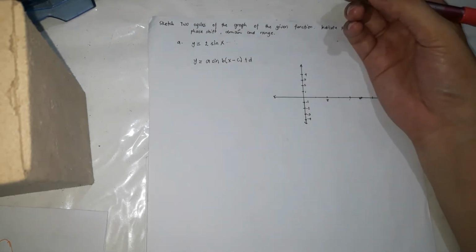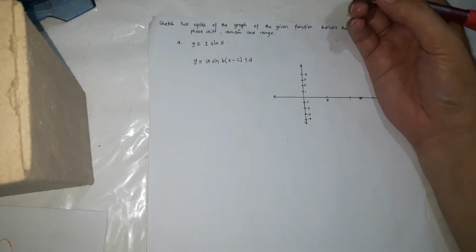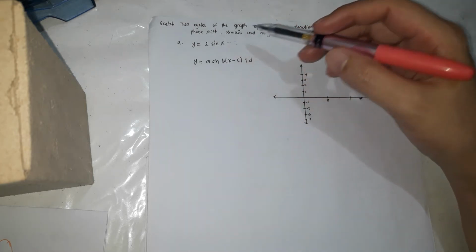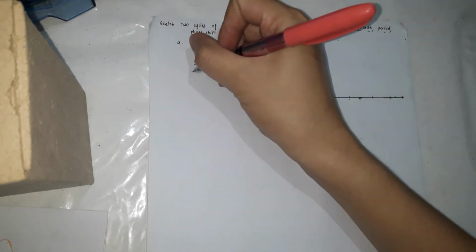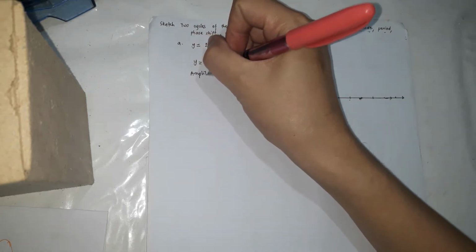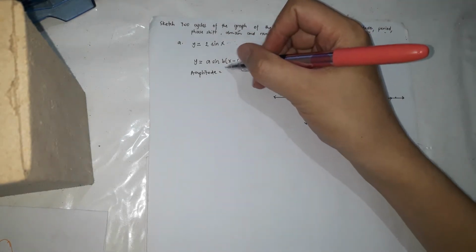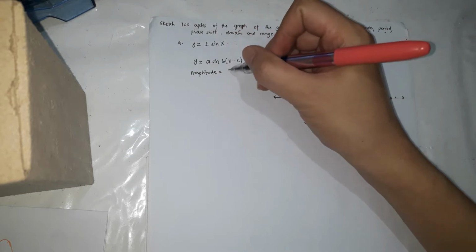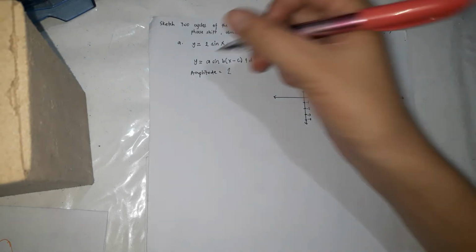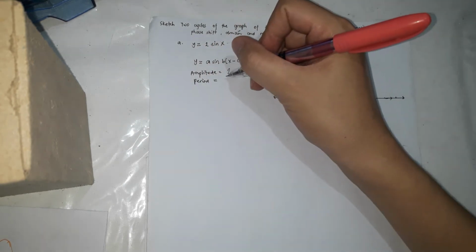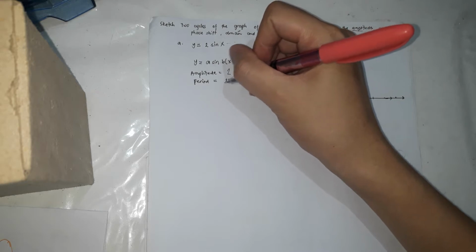So, what you're going to do in here is this first. The first thing you're going to do is identify the amplitude. So, indicate the amplitude, the period, the phase shift, the domain, and the range. The amplitude in here is the A. So the A is the amplitude. The A in here is 2. So that's the amplitude.